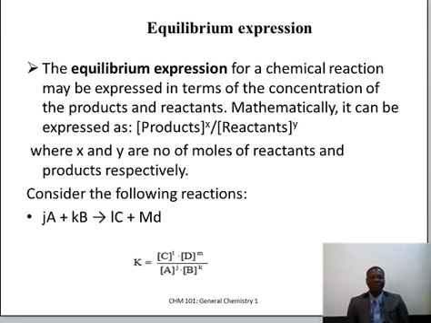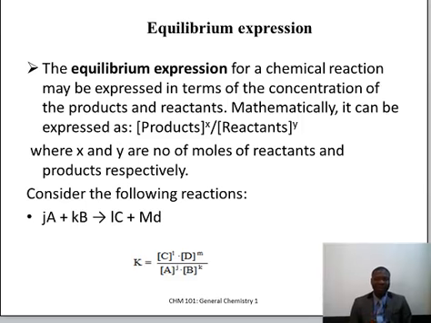Then what is the equilibrium expression? The equilibrium expression for a chemical reaction may be expressed in terms of the concentration of the products and that of the reactants. Mathematically, it can be expressed as the concentration of the products raised to power x all over the concentration of the reactants raised to power y, where x and y are the number of moles of product and reactant respectively.